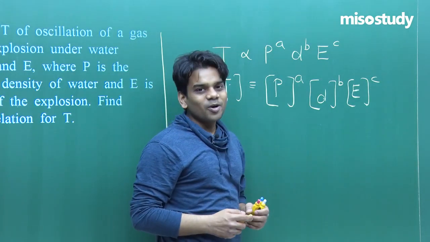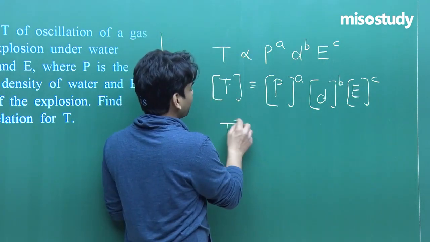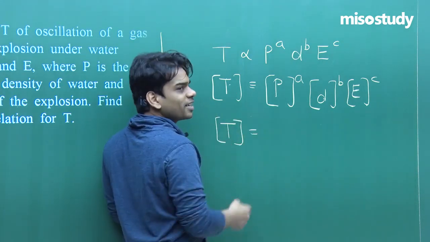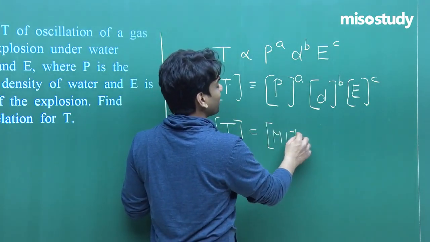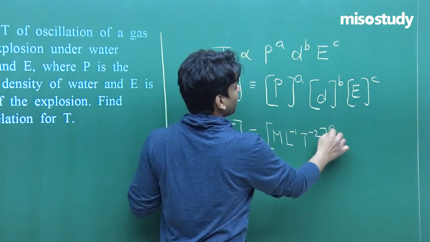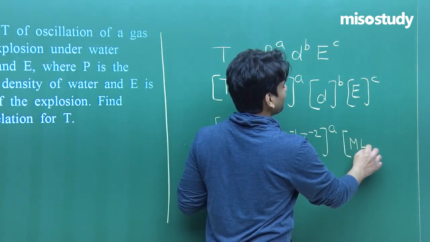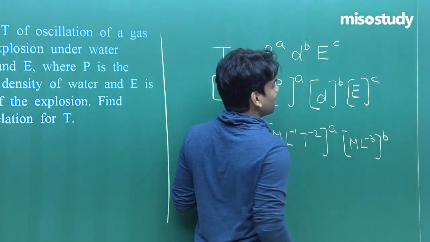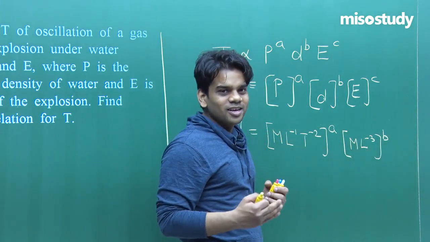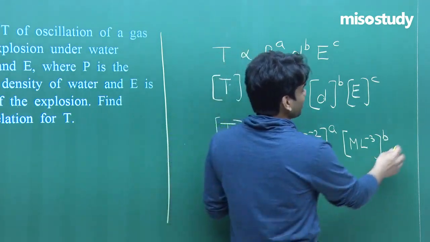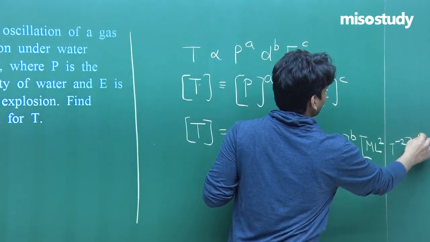Let's write down the dimensional formula for each of the variables. For time period we have dimension T. Pressure is force upon area. Its dimension will be M L^-1 T^-2, to the power A. Density is mass per unit volume, so it will be M L^-3, to the power B. Energy you can think of as work done, and energy and work done have the same units. Work done is force into displacement, so you can directly write M L^2 T^-2, and this is to the power C.